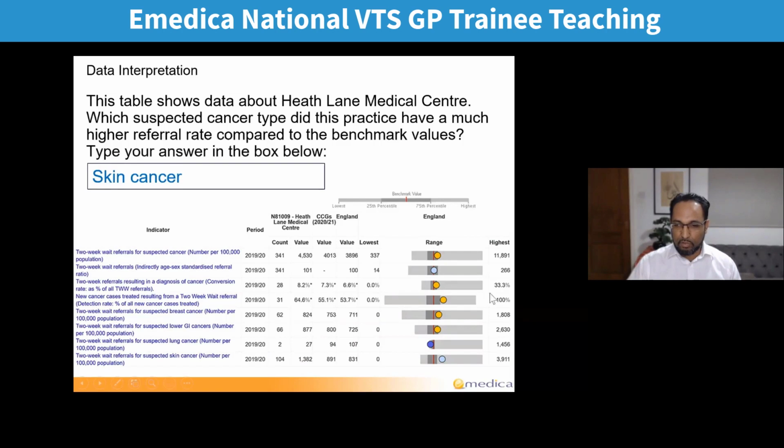And similarly, they've got far fewer lung cancers as a rate. Look, 27 per 100,000, England average 107, so about a quarter. Why might they have much lower? So someone said location. Yeah, great.